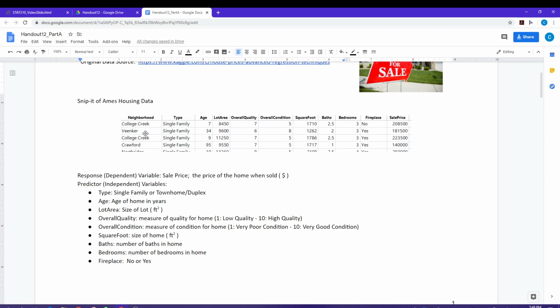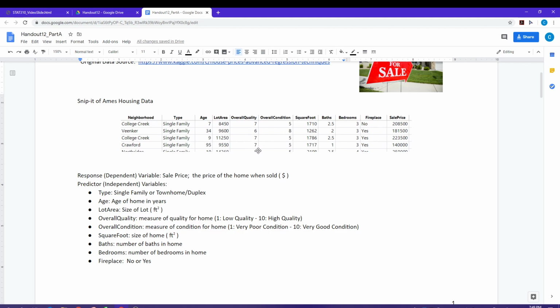We have information about the neighborhood of the home in Ames, Iowa. We have the type of the home, whether or not it was a single family or a townhome. We have the age of the home in years, lot area. We have these overall quality and overall condition variables.